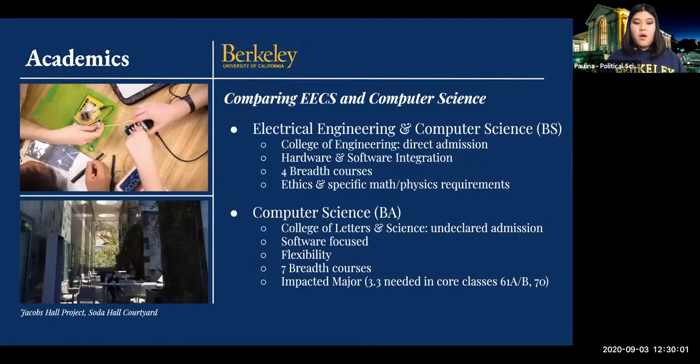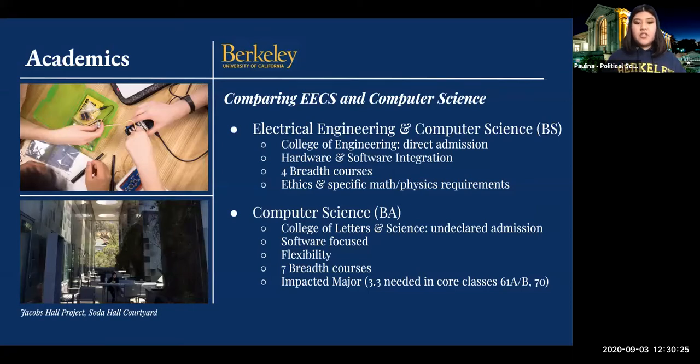So a lot of people usually ask, what is the difference between these two majors? And there's a few important differences. To go over EECS, it is a bachelor's of science versus computer science, which is just a bachelor of arts, excuse me. The computer science is located in our College of Letters and Sciences, which is more of a liberal arts college versus the actual College of Engineering.